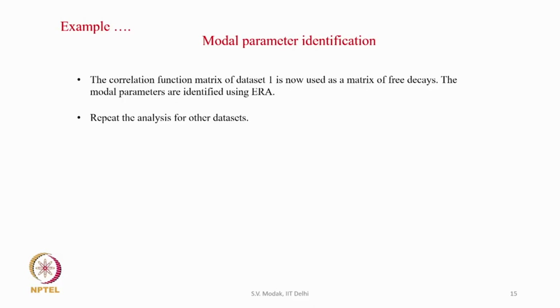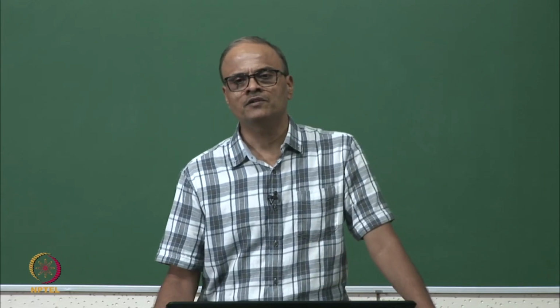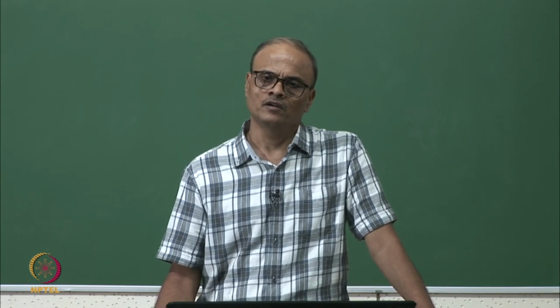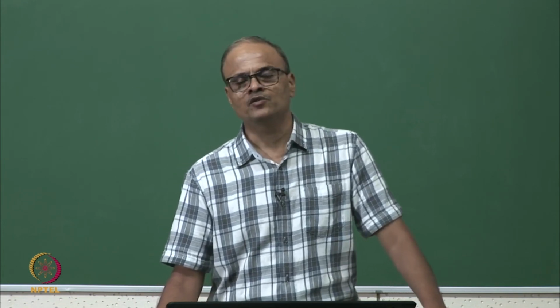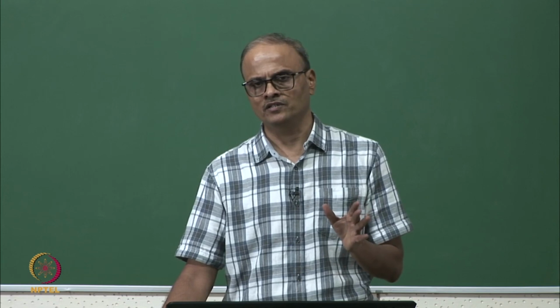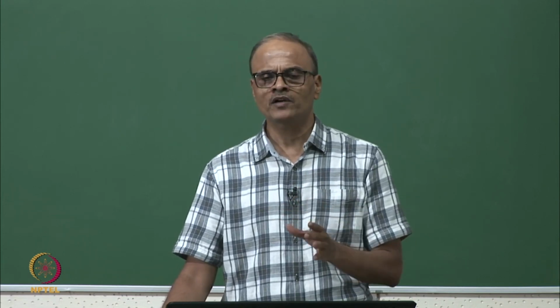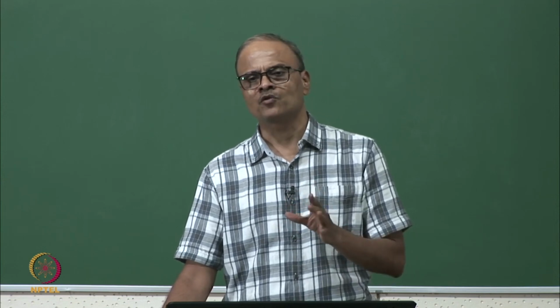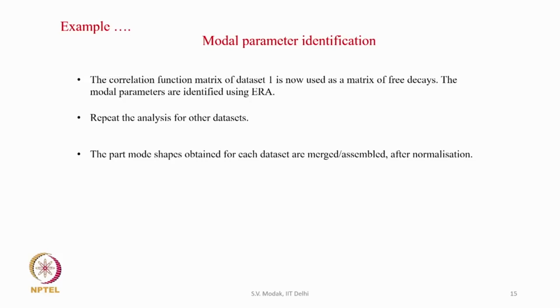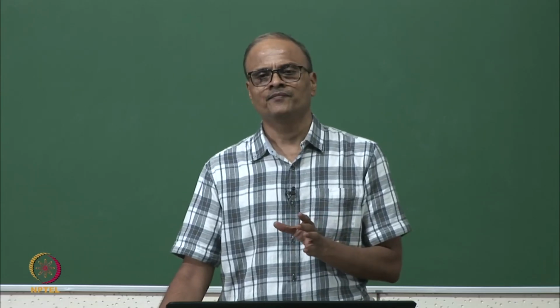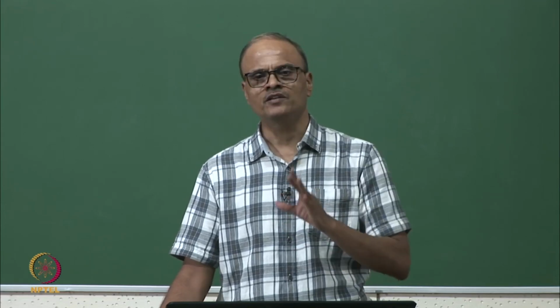So, the analysis of other data sets also yields the estimates of natural frequency, mode shapes and damping factors for those data sets. Okay. So, the natural frequencies then are averaged over the data sets to obtain average estimate of the natural frequencies. Similarly, the model damping factors corresponding to different data sets, they are averaged to obtain the average value of the damping factor. The part mode shapes obtained for each data set, they are merged or assembled after normalization. So, using the reference measurement in each data set, the normalization of the mode shape element is done and then the mode shapes are assembled. So, that gives the complete mode shape corresponding to all the test points.